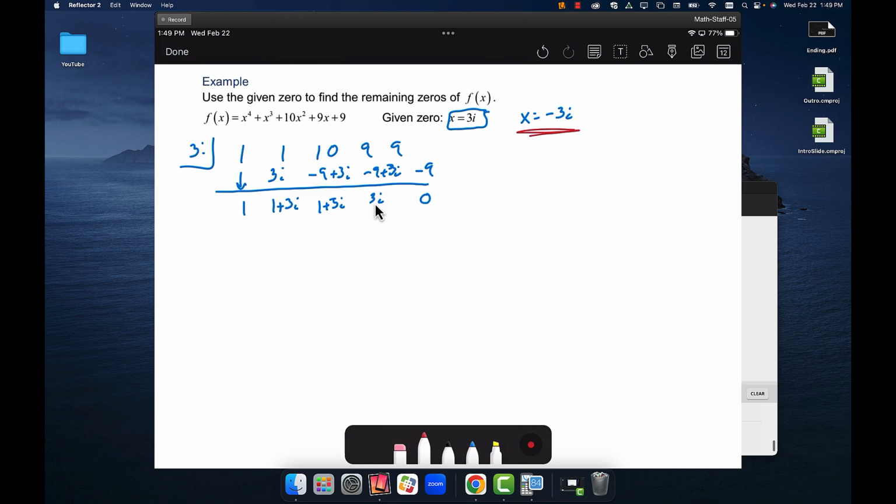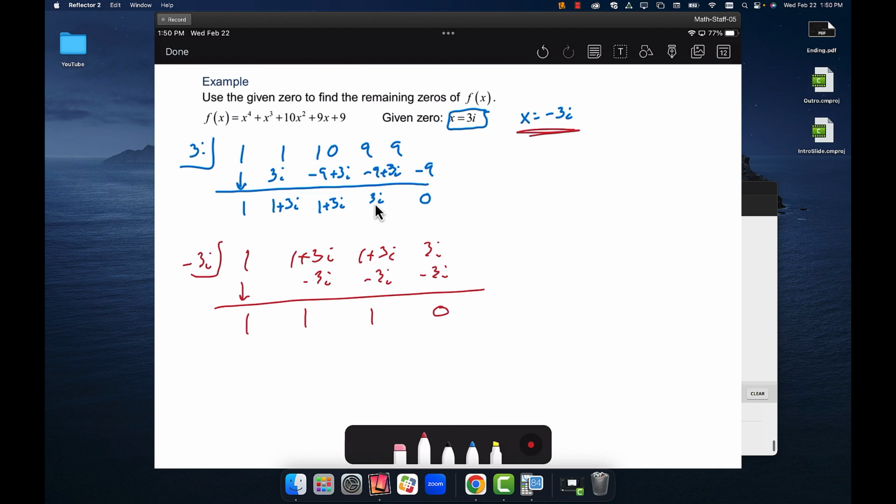We know that negative 3i is a zero, so we'll plug negative 3i into the box. And I'm just going to bring down my values from earlier. Drop down that first number and multiply. Negative 3i times 1 is negative 3i. Add, we get 1. Multiply, we get negative 3i. Add, we get 1. Multiply, we get negative 3i. Add, and we get 0. Again, that's what we were expecting. We want a 0 remainder. So what we have now is a remaining quadratic, x squared plus x plus 1.